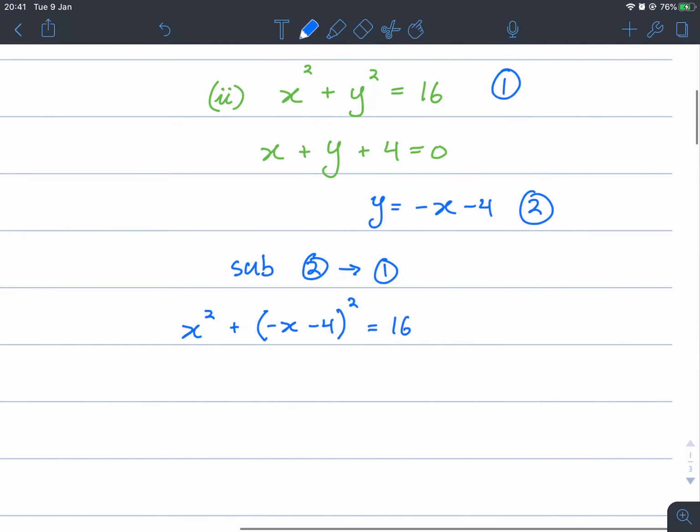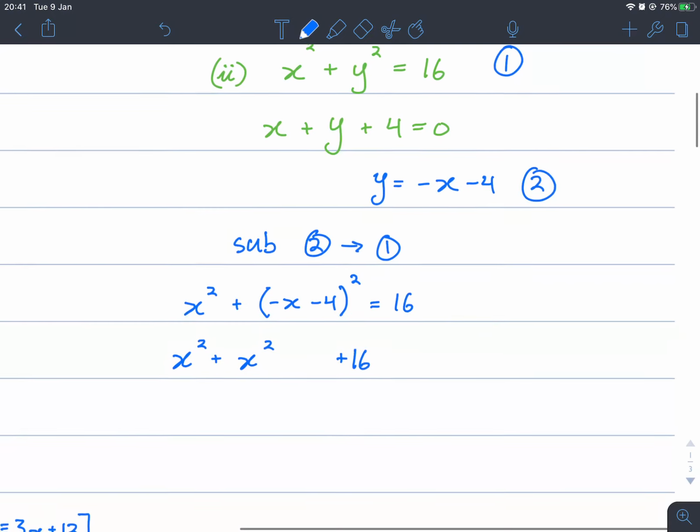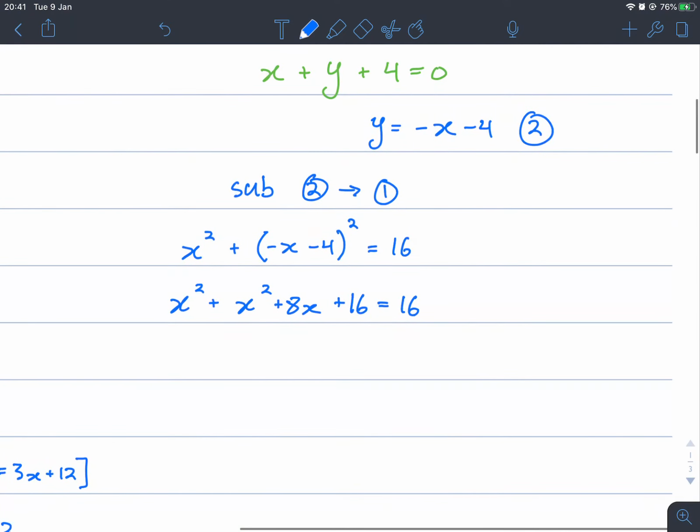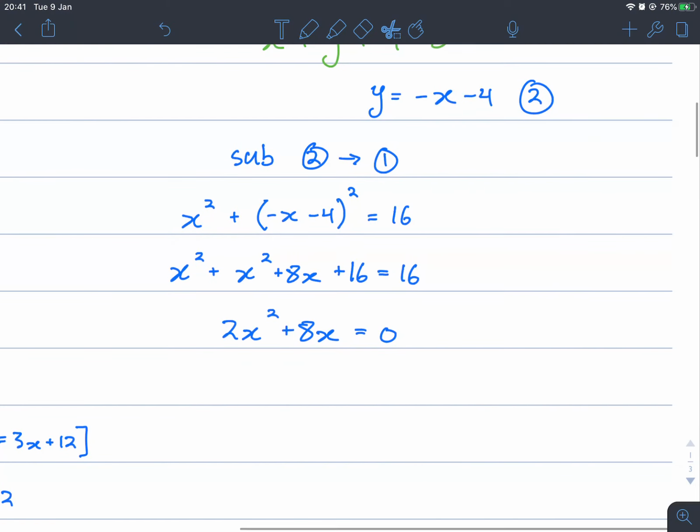Okay, so now I'm going to expand this group. x squared plus square the first, square the last, 2 times the product of the middle, so it's going to be plus 8x equals 16. Collecting like terms, these two will add, plus 8x. Moving everything to one side, I'm going to subtract 16 here. This will give me 0. Subtracting 16 on both sides.